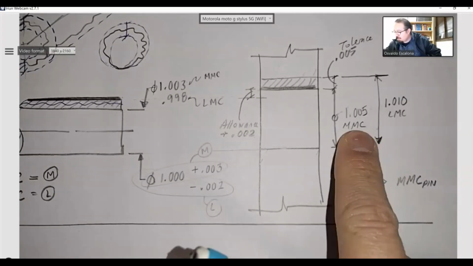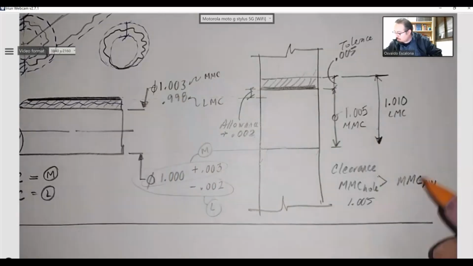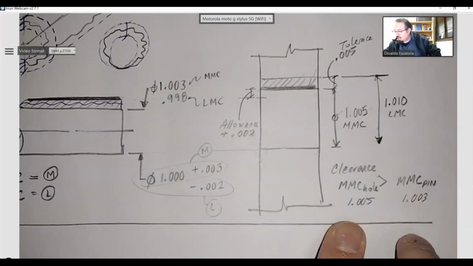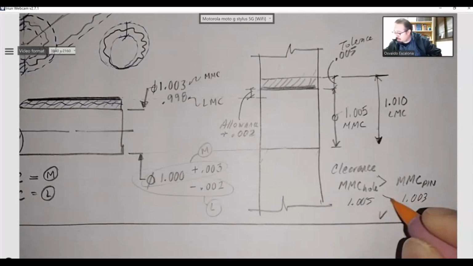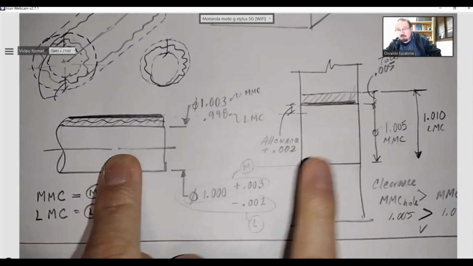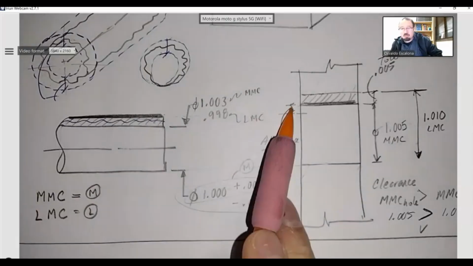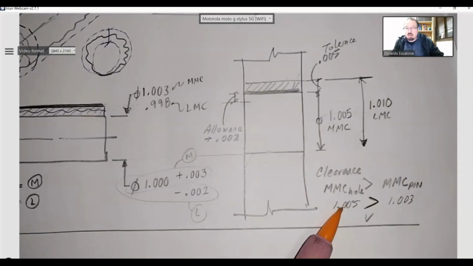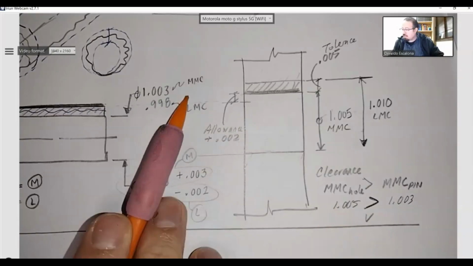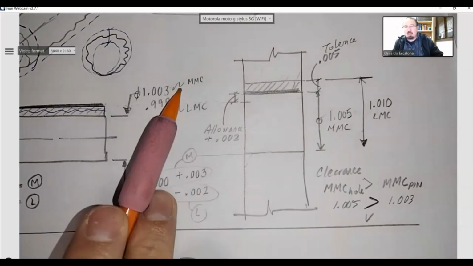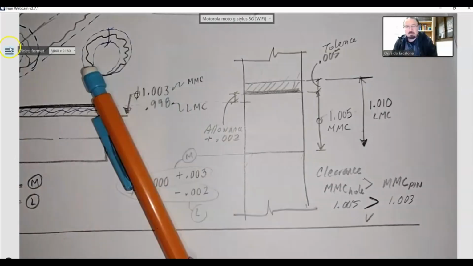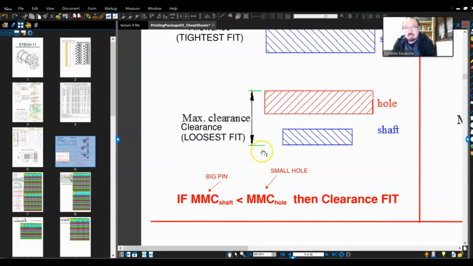The MMC of the hole, 1.005. The MMC of the pin, 1.003. Is the MMC of the hole bigger than the MMC of the pin? Yes, this guy is bigger. Which means yes, doesn't matter what, this is the condition. You will always have a clearance condition because there is a little wiggle room. Mathematically, you can also figure out if it's going to be a clearance condition just by looking at the MMCs and ensuring that this guy is always bigger than that guy. Hopefully that makes sense. Okay, that's what you guys see there.